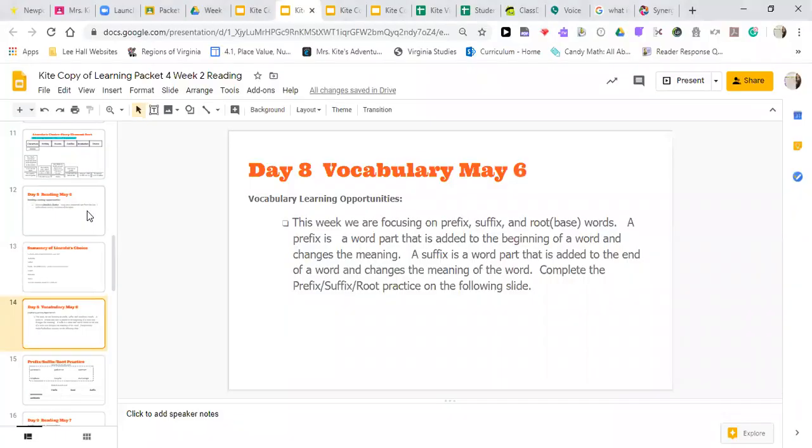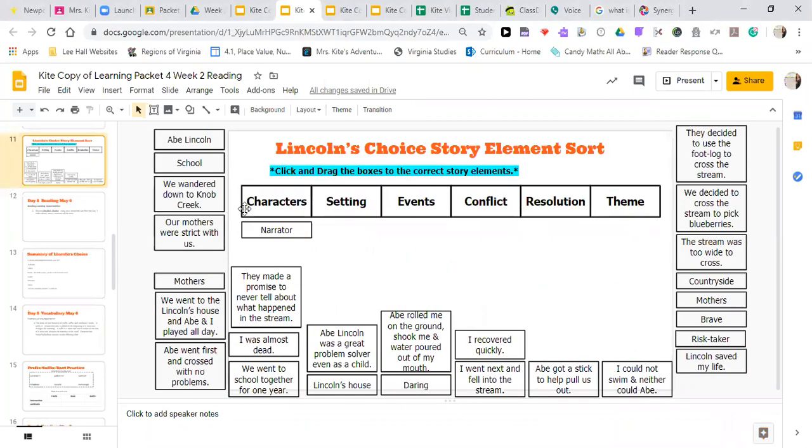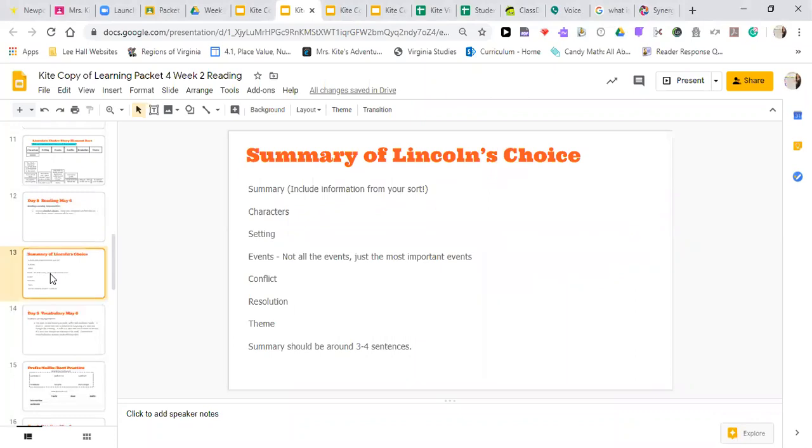All right, so up here for day 8 reading on yesterday, May 6th, we were supposed to reread Lincoln's Choice. This is our third day reading the story. Then you are going to use your completed sort from day 7 and then write a summary of the story. Our sort looked like this. We had the headers characters, setting, events, conflict, resolution, and theme. This means that in our summary of Lincoln's Choice, we need to include information from our sort. We need to include characters, the setting, events.